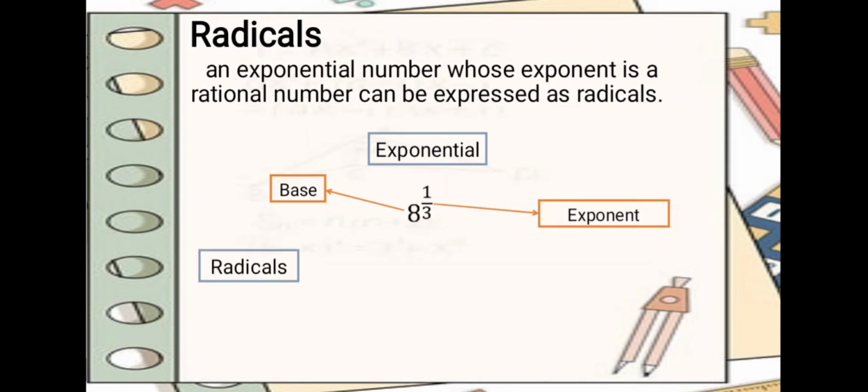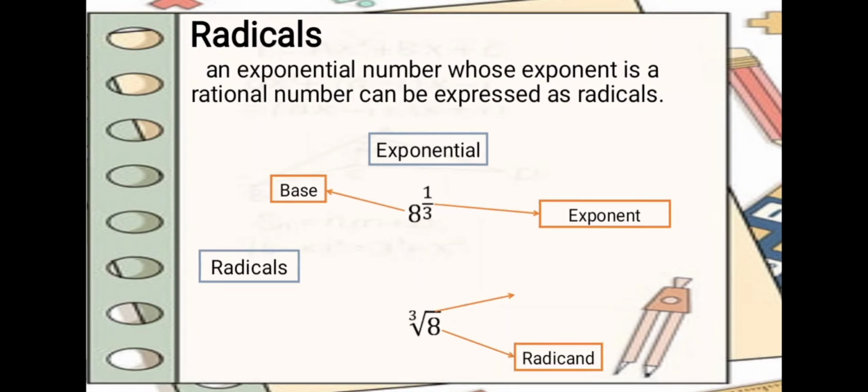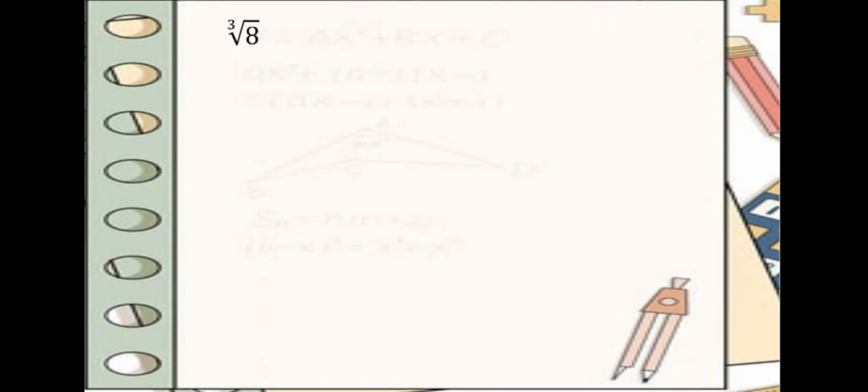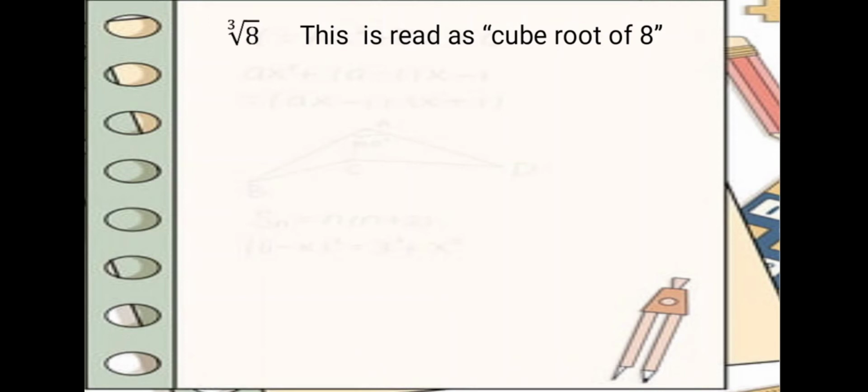Punta naman tayo sa radicals. We have cube root of 8. Si 8 ay yung tinatawag nating radicand. Itong symbol naman ay tinatawag nating radical sign. At itong 3 ay yung tinatawag nating index. So this is read as cube root of 8.